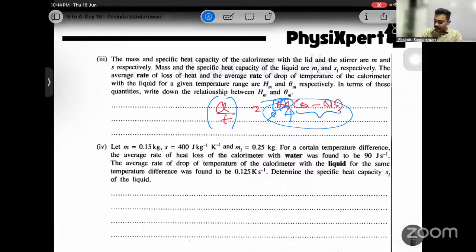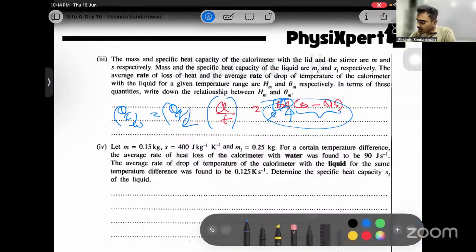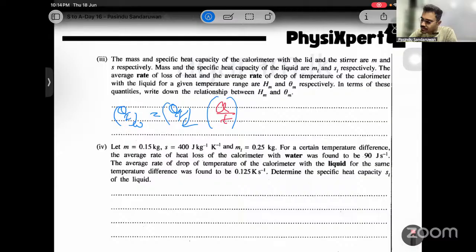Then finally we can equalize Q over T of water with Q over T of liquid. That's why we try to keep E, A and theta minus theta R constant, to keep the right hand side of the equation constant. That's the basic idea behind this.